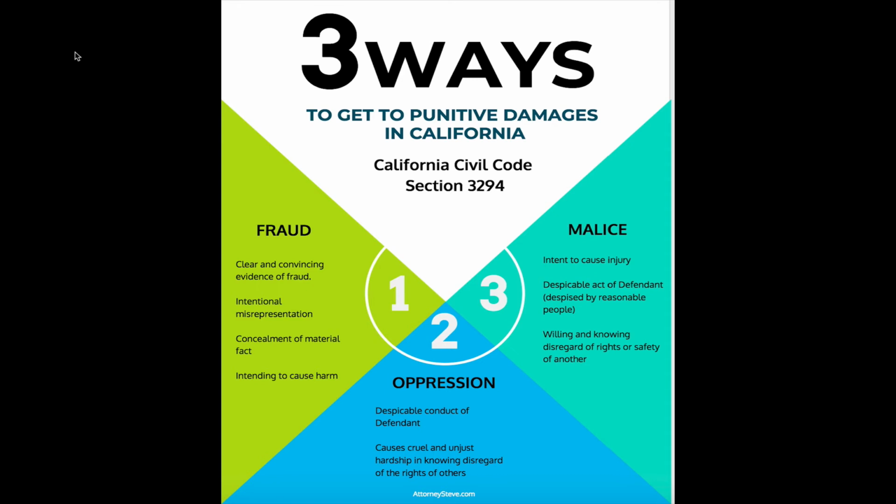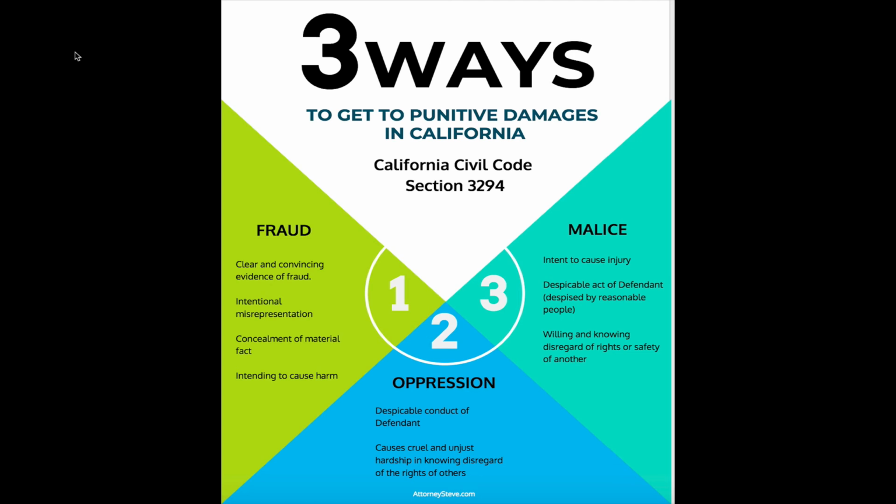Lots of things can be malicious. Things that are extreme and outrageous, things where you just go, holy cow, who would do that to another person? That's malicious. That's what you're looking for. Now, the final way, number 3 here, actually it's number 2 on my chart, is oppression. What is that? It's, again, despicable conduct of a defendant which causes cruel and unjust hardship in knowing disregard of the rights of others. That may seem similar to malice. As you know with the word oppressing, you're oppressing somebody, you're just squashing them and turning them into not even a human being anymore, causing cruel and unjust hardship.